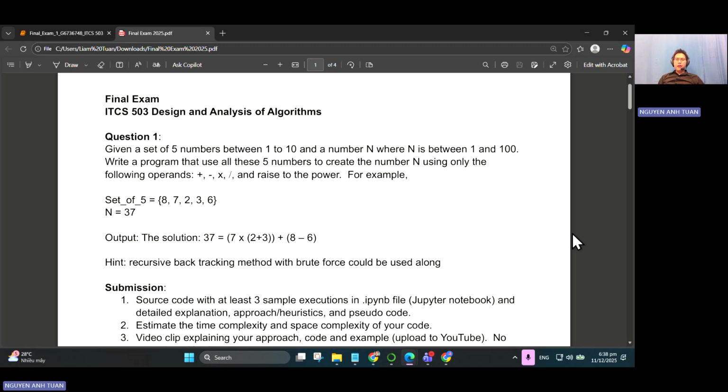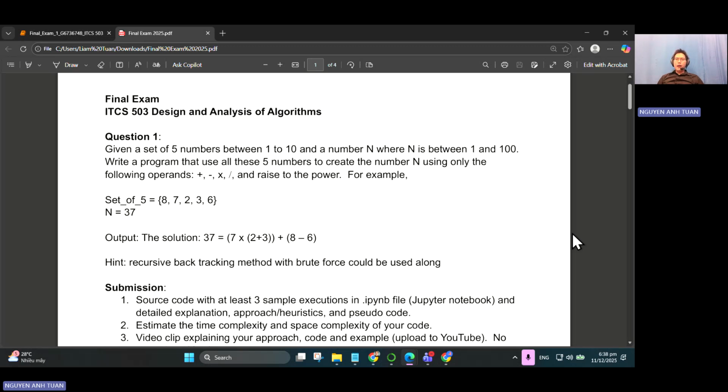So for the problem overview, more formally, the input is a set of 5 integers between 1 and 10 and a target number between 1 and 100. We must create an expression that uses each of the 5 numbers exactly once, can use the operators plus, minus, multiplication, division, and exponentiation, and evaluates exactly to n.